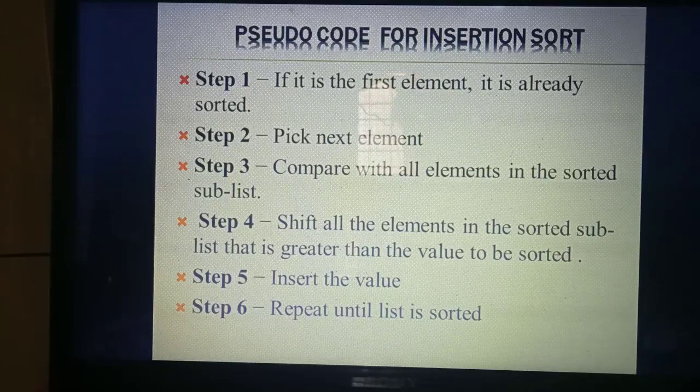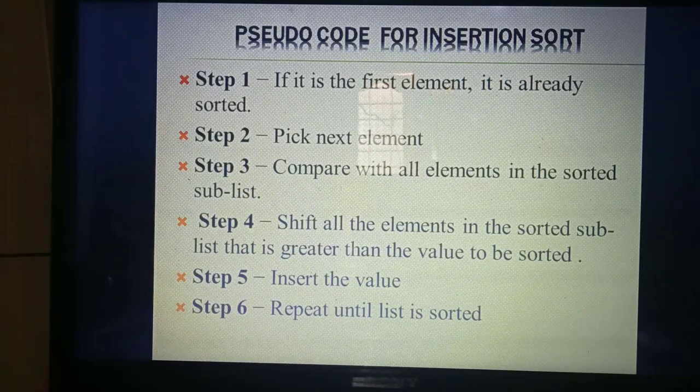For the first step, if you are taking the first element, no need to sort. It is already sorted. What's the second step? Then you need to pick the next element and compare it with all the elements in the sorted list. If that element is greater, shift that element to its particular order in the sorted list. It will repeat until you get the sorted array list.